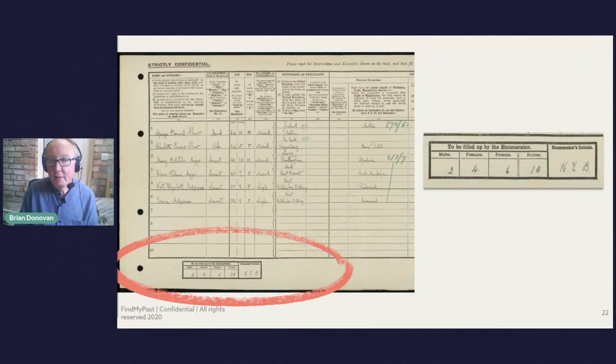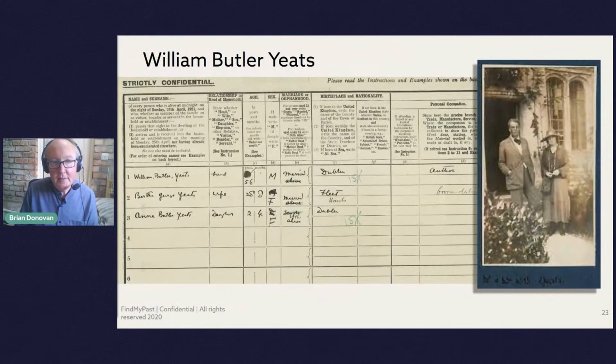Another very famous Irishman is William Butler Yeats, and he was living in England at the time, and he's recorded staying at a cottage in Shillingford in Berkshire with his wife George. George was 28 years and 8 months. W. B. Yeats at this point was 56, so she's quite a lot younger than him. And they're recorded with their young daughter, Anne, who's 2 years and 4 months.